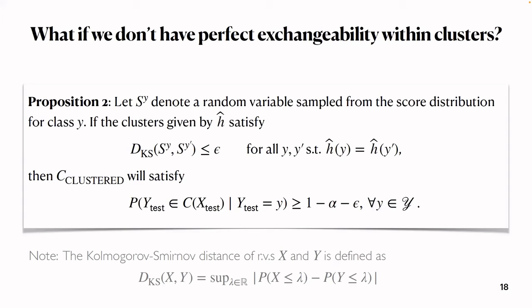So a question you might have is, what if we don't have perfect exchangeability within clusters? Because it's hard to design a clustering procedure to induce perfect exchangeability. This proposition says that even if the scores in the same class are not perfectly exchangeable, we will still have an approximate guarantee, where instead of having a guarantee that the coverage is at least 1 minus alpha, we have the guarantee that it's greater than 1 minus alpha minus epsilon, where epsilon is a bound on the Kolmogorov-Smirnov distance between the score distributions of classes in the same cluster.